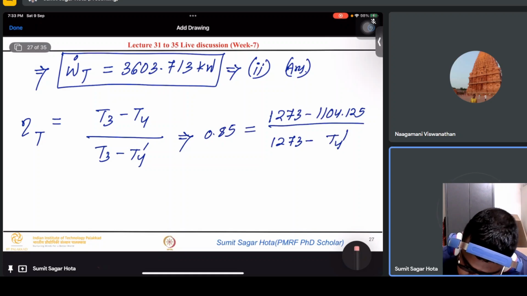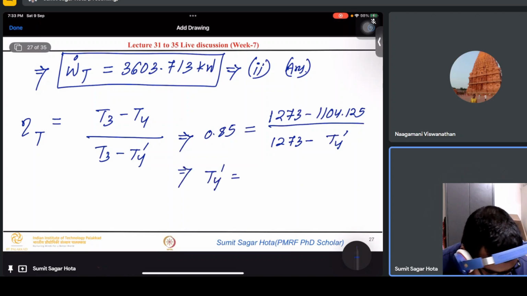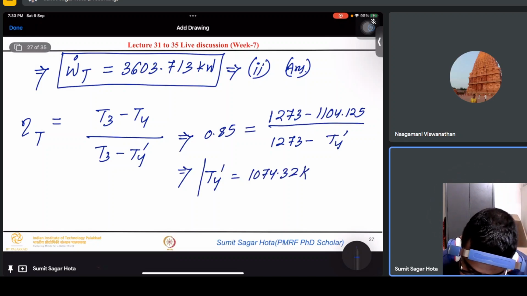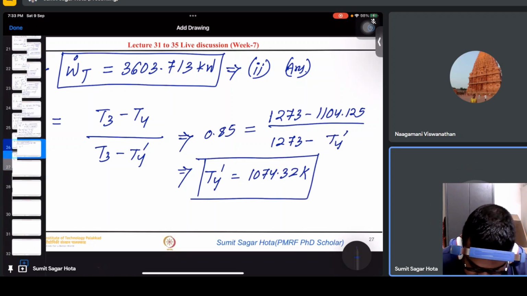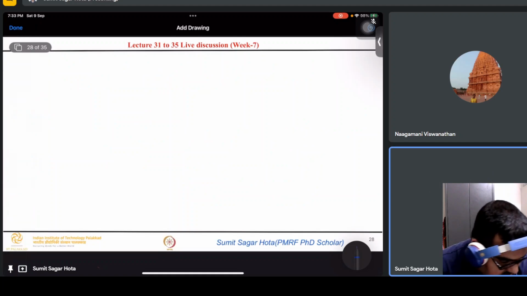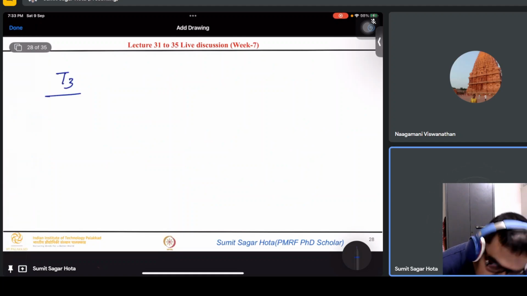Okay, now you just substitute and find out T4 dash as 1074.32 Kelvin. Now you find out T4 dash. Okay, substitute in the formula, put the pressure ratio in between what? T3 and T4 dash.